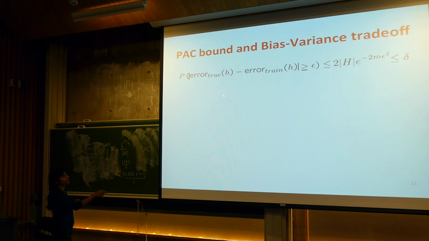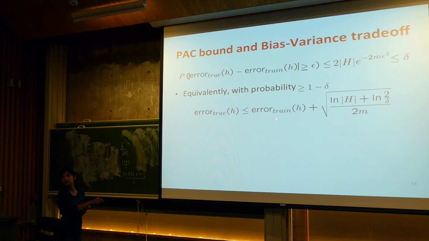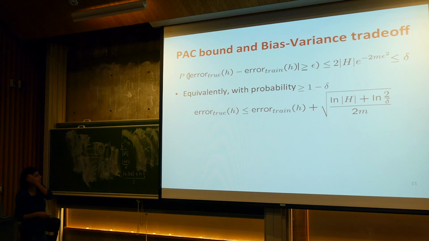How you can understand it from this expression is as follows. Again, we can write it as saying with high probability, bigger than 1 minus delta, the true error is less than the training error plus epsilon, which is this quantity right here. So clearly, as the number of data points increases, the true and the training error become closer and closer. As the model complexity increases, they get further and further apart.